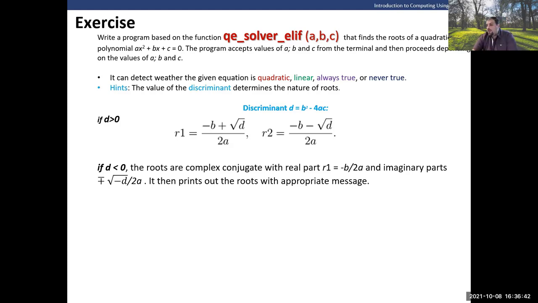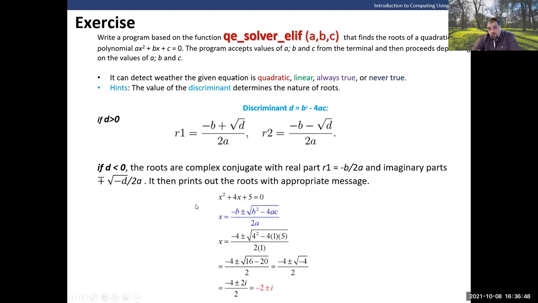Okay, so let me show you what the function looks like. Before that, we need to recall how to calculate the roots. If you remember, we have a formula to calculate the roots. So if we have x squared plus 4x plus 5 equal to 0, that means we have imaginary roots, which are minus 2 plus or minus i, following the equation given in the blue.